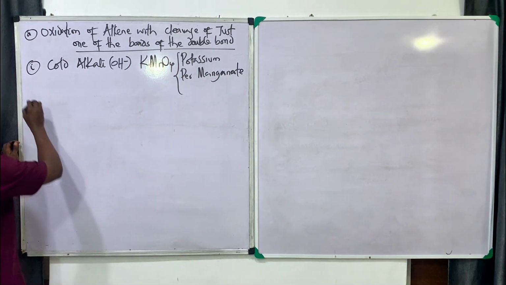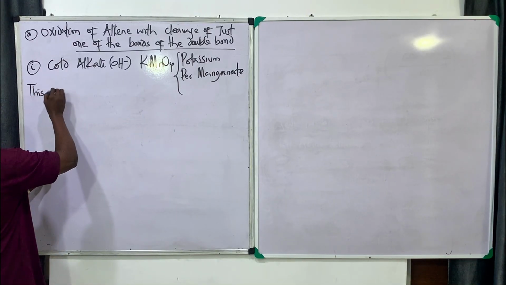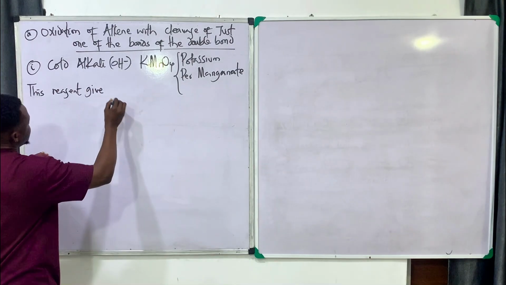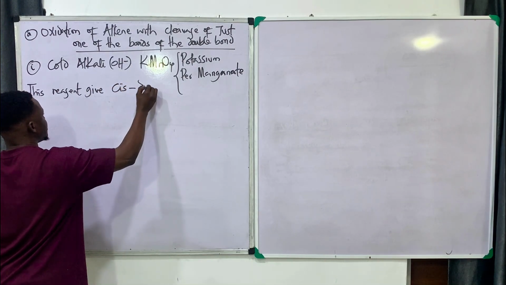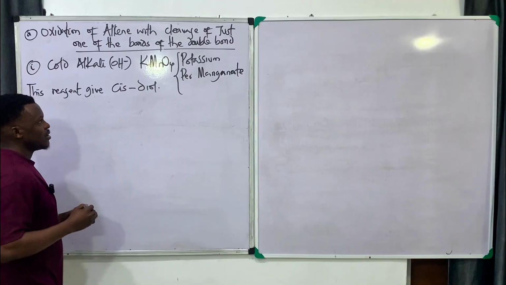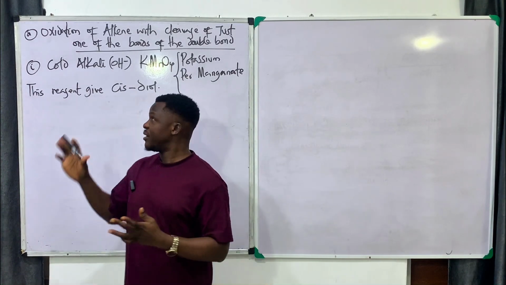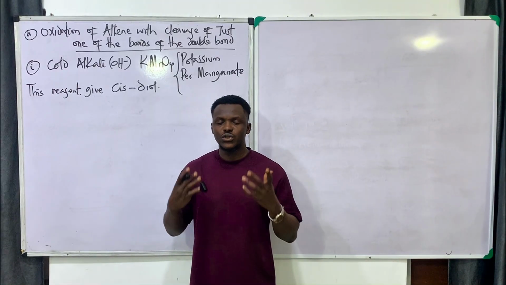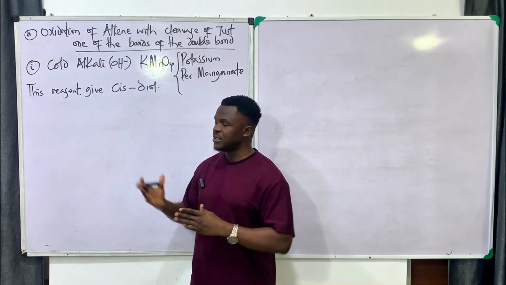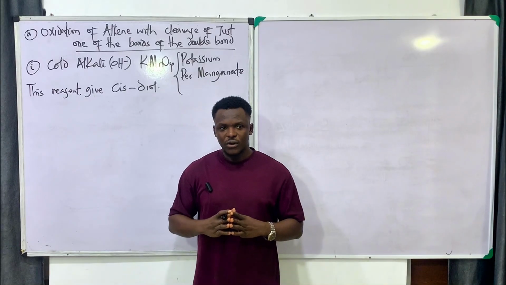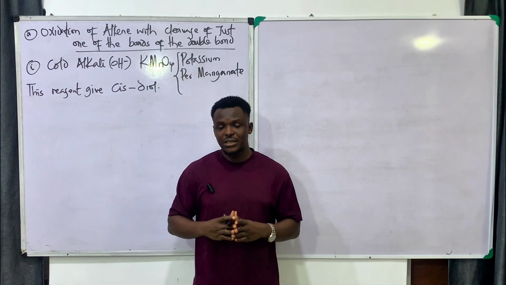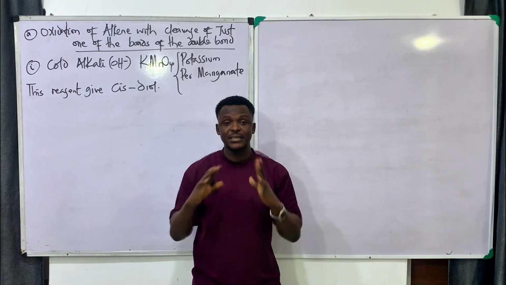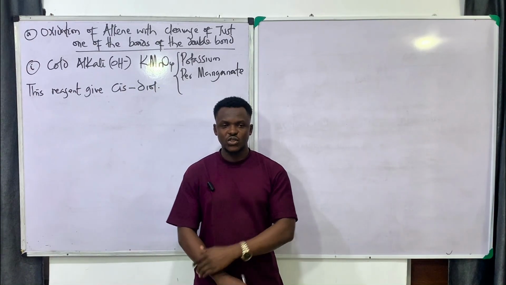All right, now this reagent gives cis diol. Like I already told us, when you react this with an alkene, it's going to break just one of the bonds and introduce two OH. A diol is a compound that has two OH groups. Once it introduces the two OH, they will be on the same side. When two OH are on the same side, that is cis. When they're on opposite sides, that is trans.